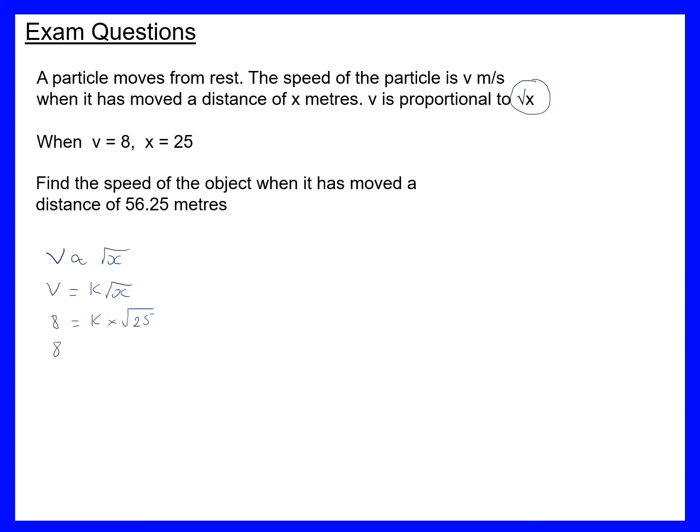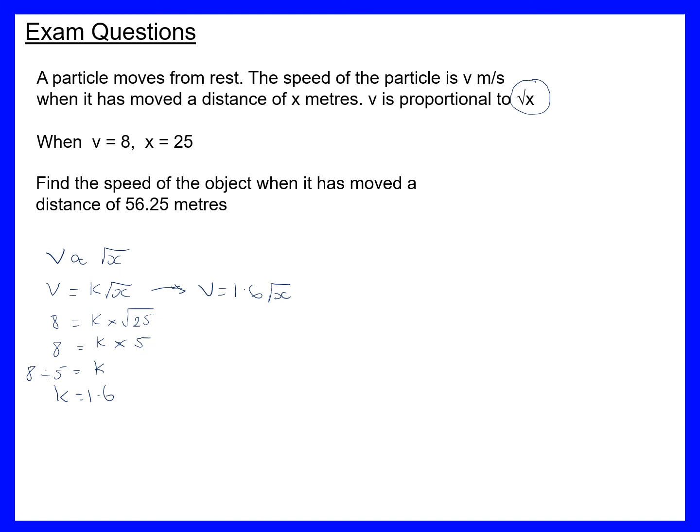Okay, so let's sort that bit out then. The square root of 25 is 5. So we need to divide both sides by 5 to give us the value of k. Now 8 divided by 5 gives us 1.6. So our value of k is 1.6. We substitute that back in to our original equation. v equals 1.6 root x. So we've now got our equation.